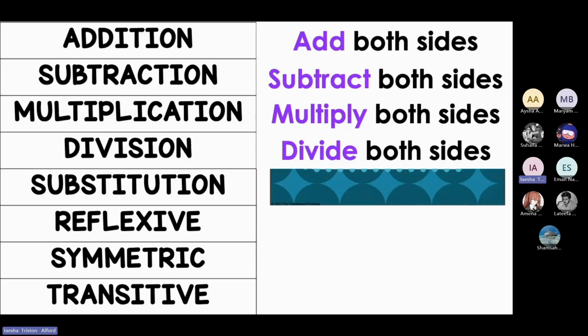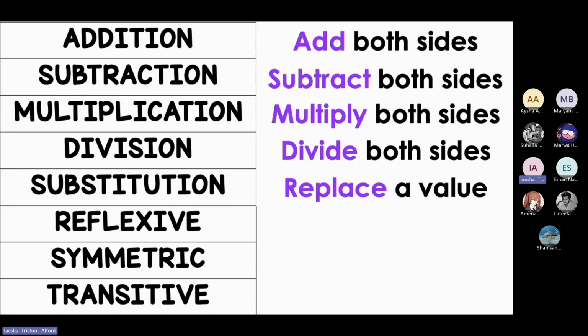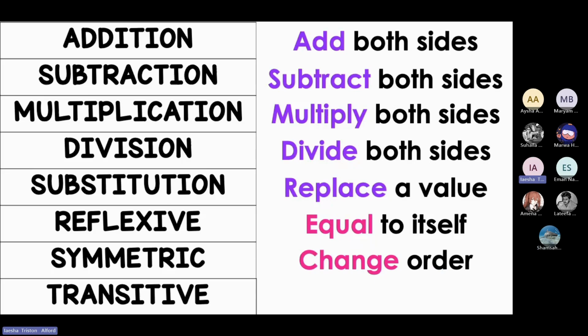Substitution: replace a value. Then we have reflexive: equal to self. Symmetric: change the order. Transitive: skip the middle. These vocabulary words are going to be important for you to know because you might need to write them inside of your proof for the reason section. So know these vocabulary words in case you need to use them.